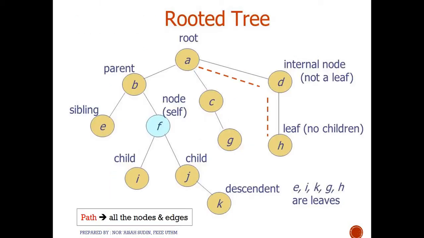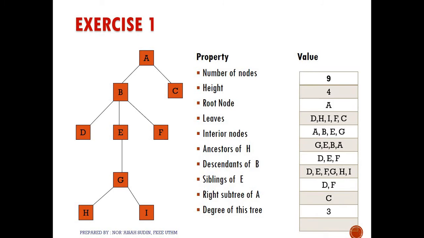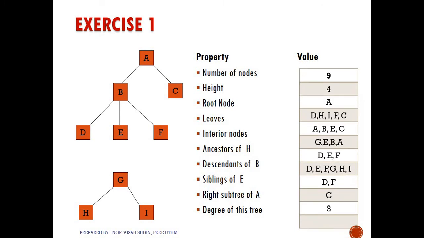Okay, so this is the summary. You may refer to it and relate it with this exercise. This is the answer. The number of nodes is 9, the height is 4, and the root node is A. So this is all the answer for this property.